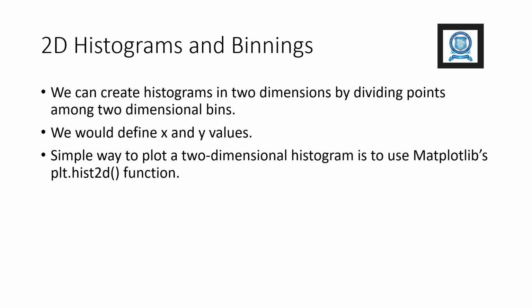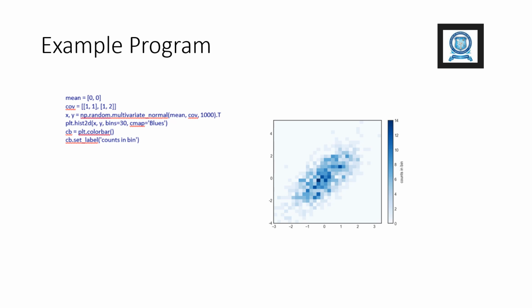Next, 2D histograms and binnings. We can create histograms in two dimensions by dividing points among two-dimensional bins. We would define x and y values. A simple way to plot a two-dimensional histogram is to use matplotlib's plt.hist2d function. Here is an example program, where plt.colorbar has been called and then cmap has been declared in the hist2d function and its label is declared as counts in bin. The output for this program is shown on the right side of the slide.